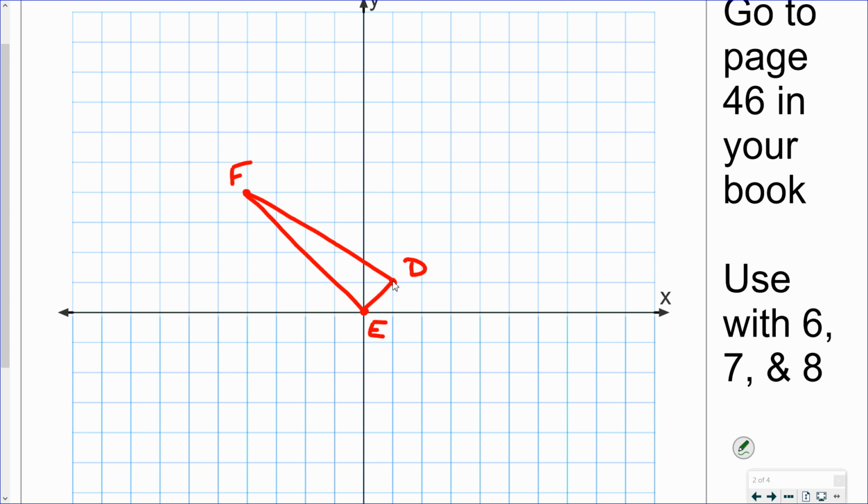Number 7. Our first point is J, and J is at negative 3, 0. So there's negative 3, 0. So there's J. K is at 0, 5. So I'm going to go up 5. And there's K right there. And I can connect J with K. And then L is at 3, 0. So there's L. And I connect K to L. And then I close it off by connecting J to L. And that, once again, is a triangle.